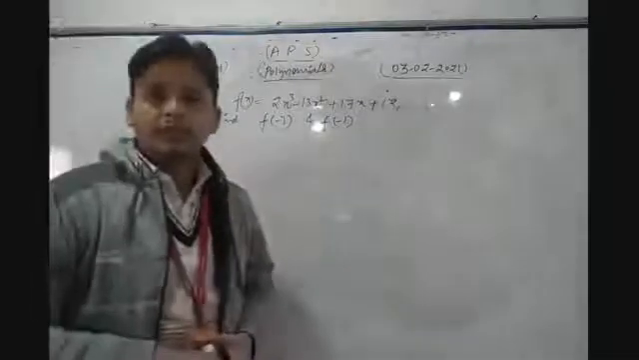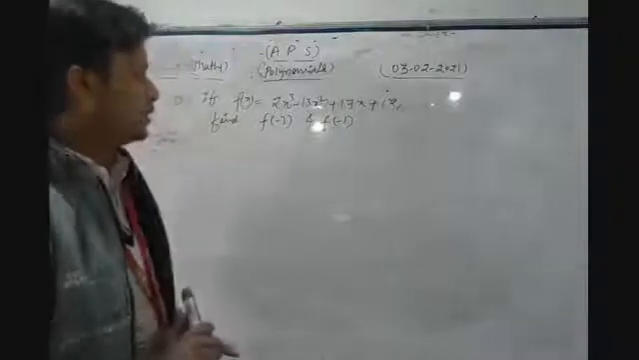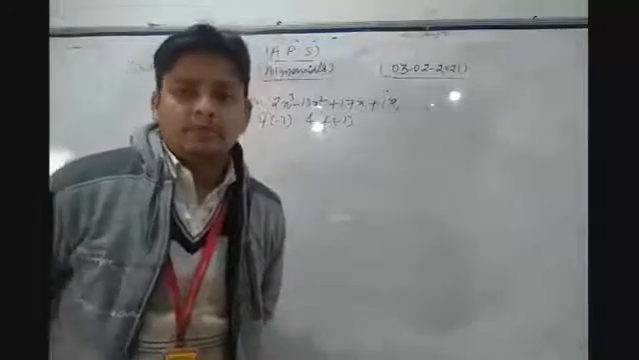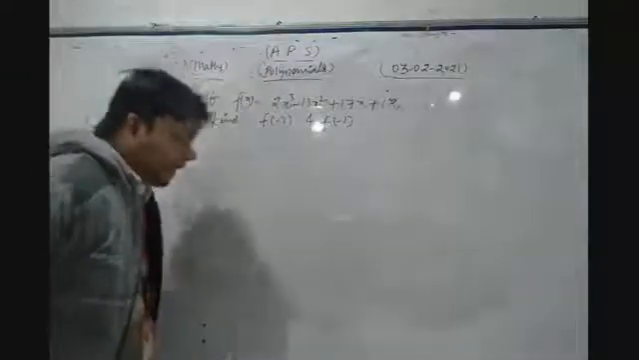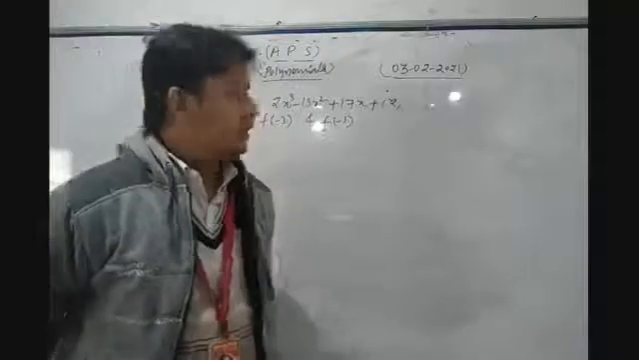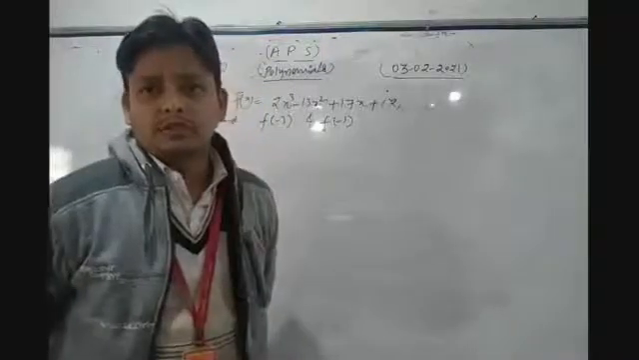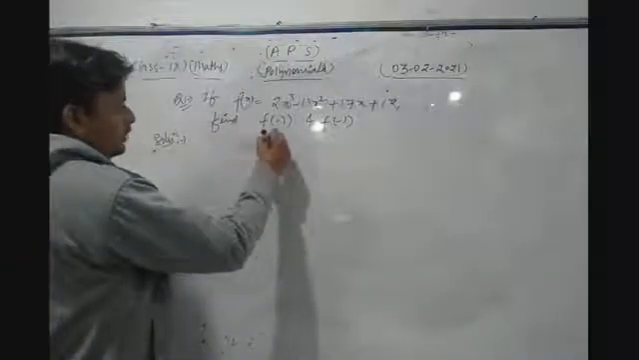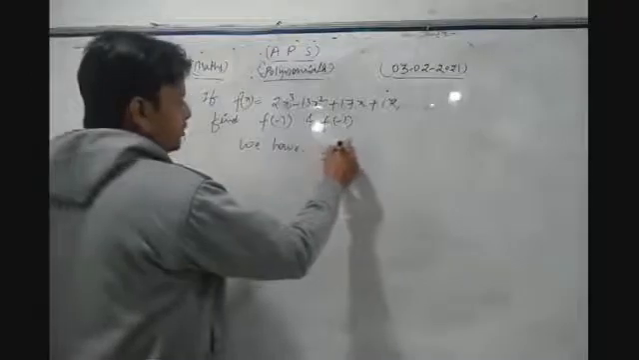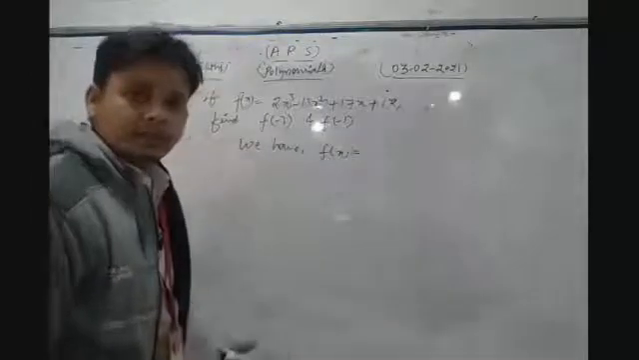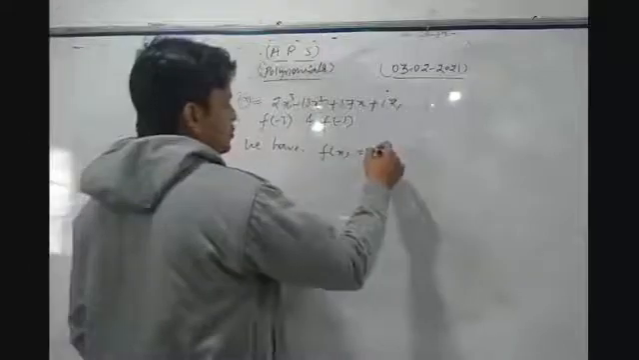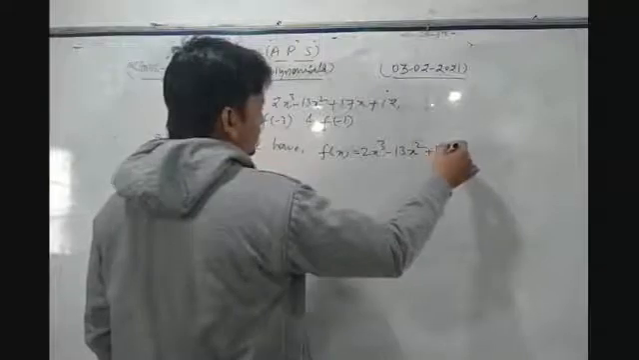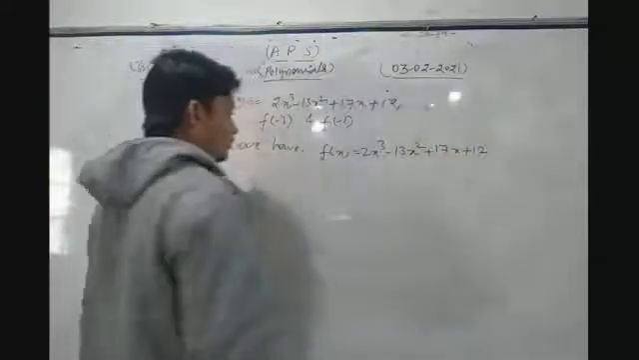Dear students, this is a question based on polynomials. In that question we have the polynomial 2x cube minus 13x square plus 17x plus 12, and we have to find f of minus 3 and f of minus 1 also. First of all we solve for f of minus 3. We have the polynomial f of x is equal to 2x cube minus 13x square plus 17x plus 12.